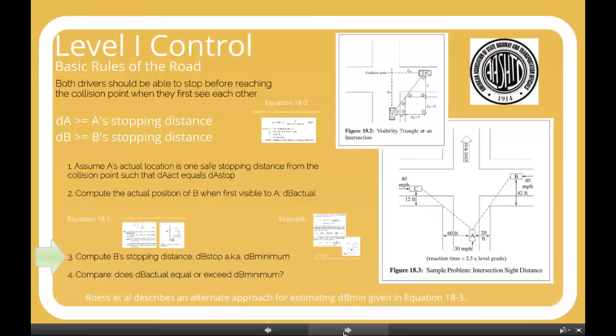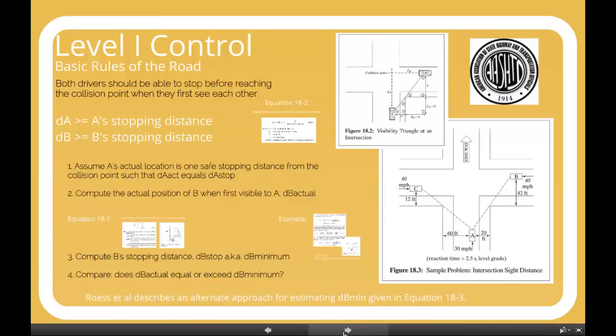Step 3 is to compute B's stopping distance, dB stop, which is to be taken as B's minimum acceptable distance. Step 4 is to compare dB values and ask, is dB actual at least as long as dB minimum? If the actual distance for B is not at least as great as that needed for B to bring the vehicle to a stop, then the sight triangle is too small.